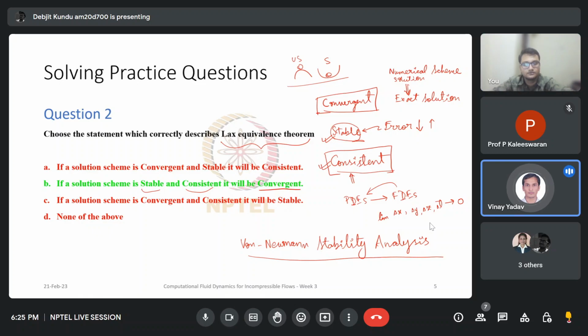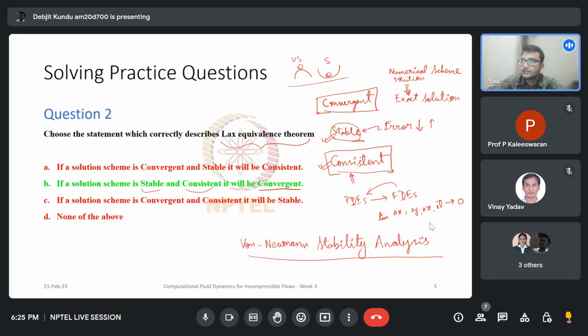Generally, we look at residual values to see whether a solution is converging or not. So we'll see the residual value. Yeah, that can be done, but you can determine this even without taking a run and looking at the residuals. We can do it beforehand.